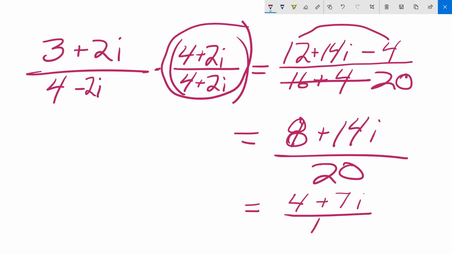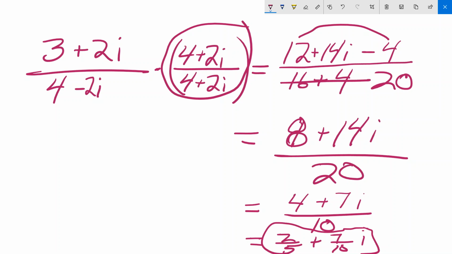Now, that's almost the final answer. The problem is that is not in a plus bi format. So what's the final answer? Would you have to multiply top and bottom by 10? No. Just separate it into two fractions. Oh, it'd be 4 over 10 plus 7 over 10 i. Right. And then you do need to take the 4 over 10 and reduce it to 2 over 5. So that's the final answer.